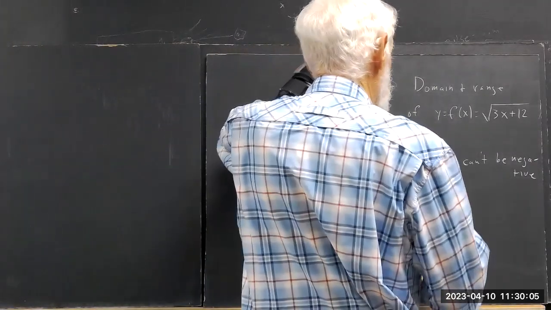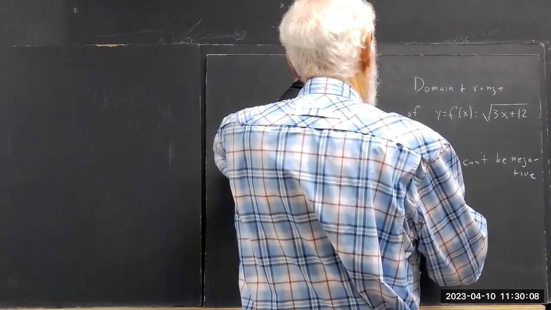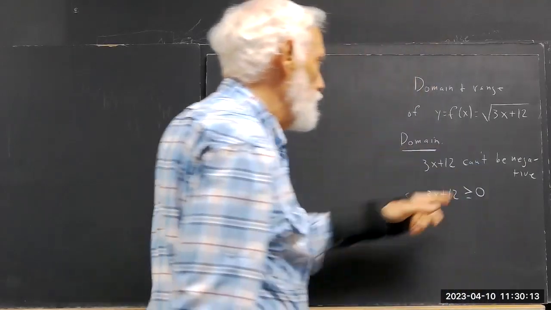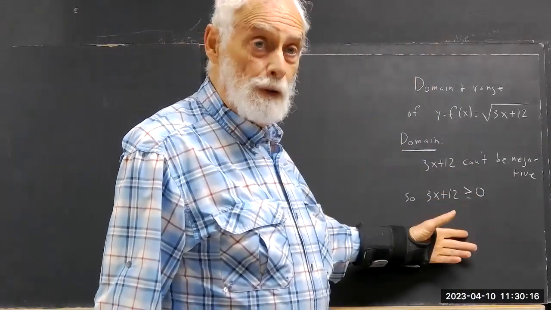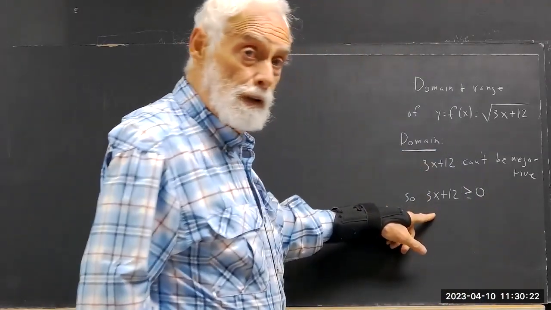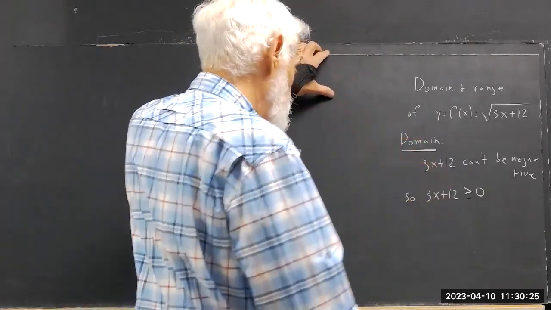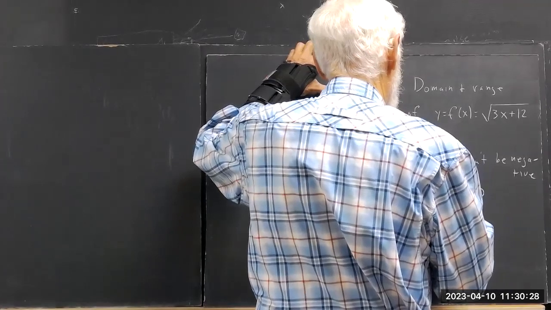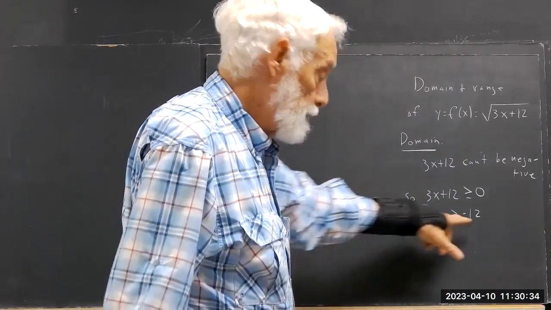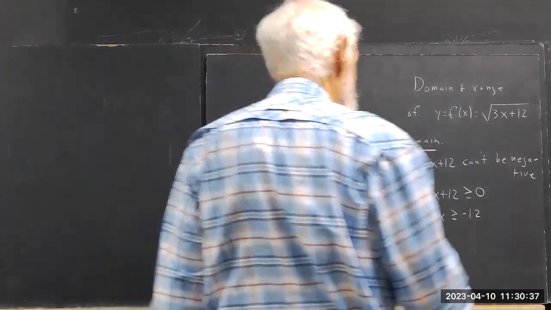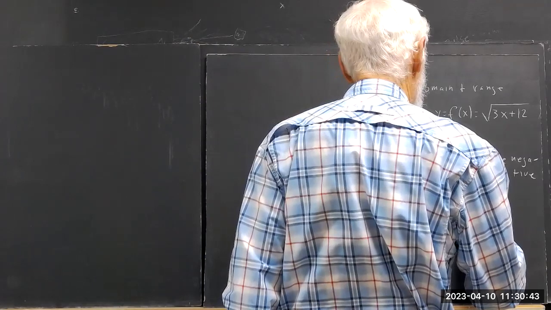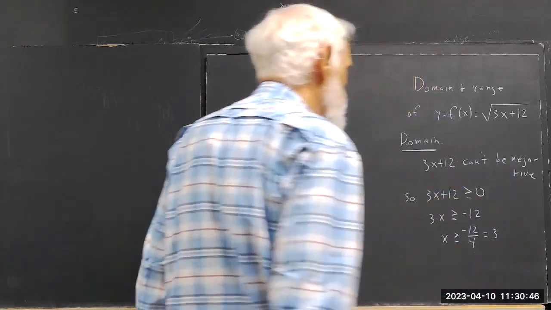So what we say is, to say something isn't negative, you just say it's greater than or equal to 0. And this is easy now to solve. Very simple inequality. So we get, subtracting 12 from both sides, we're going to end up with 3x greater than or equal to negative 12.